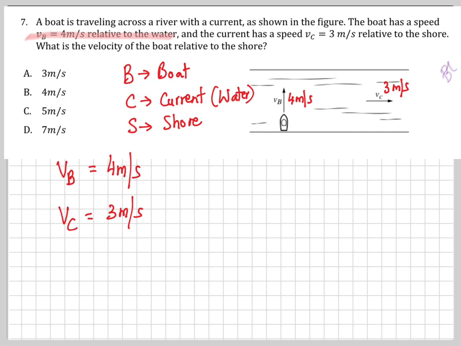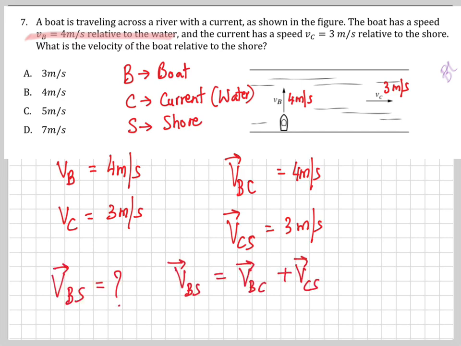Now, before we write relative to what or with respect to what the velocity is given, let's just fix B for boat, C for current or water, and S for shore. So VBC, that is boat's velocity with respect to water, that is the current, is given as 4 meter per second. VCS, that is the velocity of current with respect to shore, is given as 3 meter per second. Now we want to find velocity of boat relative to shore.